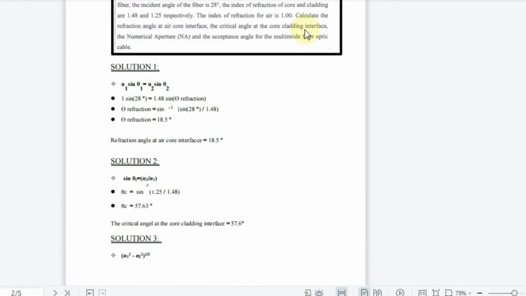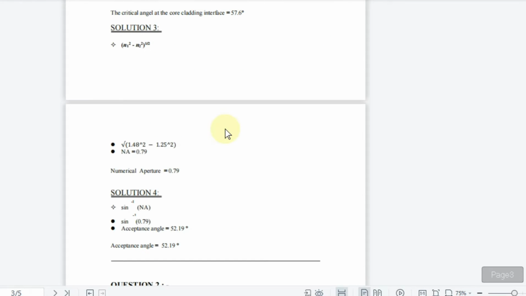And the third question, they are asking us for the numerical aperture and the acceptance angle for the multimode fiber optic cable. So this is the numerical aperture, which is the square root of refractive index 1 squared minus refractive index 2 squared, power of half. When we calculate with refractive index 1 and 2, we will get 0.79 for the numerical aperture.